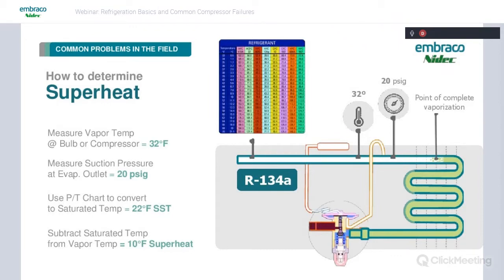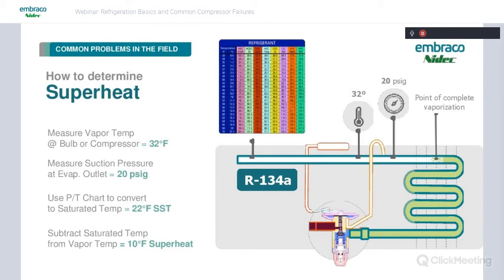And then we're going to measure the suction line, and then we're going to subtract these two temperatures, and that's going to give us superheat. On this system we're going to have 10 degrees of superheat. As an average, I like to say on a low temp system, you're looking for about 6 to 8 degrees of superheat. Medium temp, 8 to 10, and for air conditioning, 10 to 12.